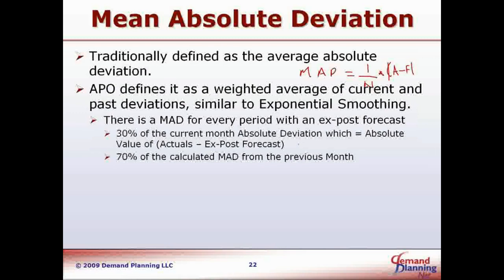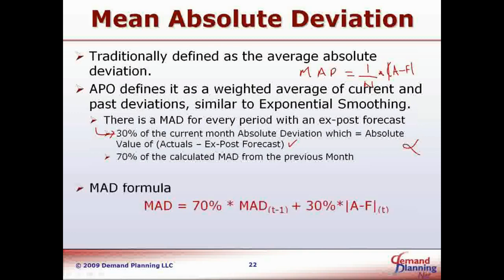Okay. So mean absolute deviation is traditionally defined as the average absolute deviation. If you look at a statistical textbook, a MAD would be defined as 1 over n times the absolute deviation, which is actuals minus forecast. So you would add all absolute deviations and divide by the number of periods. That's the traditional definition. APO defines it a little bit differently.